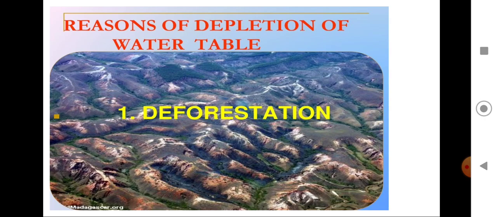Why does the water table deplete, meaning decrease? One reason is deforestation. Only now you learnt about transpiration, how plants also help in the water cycle. So when we are cutting the trees and forests are destroyed, that is also one reason rain becomes less, and because of no rainfall and not much ground area for the water to seep inside, it leads to the depletion of the water table.